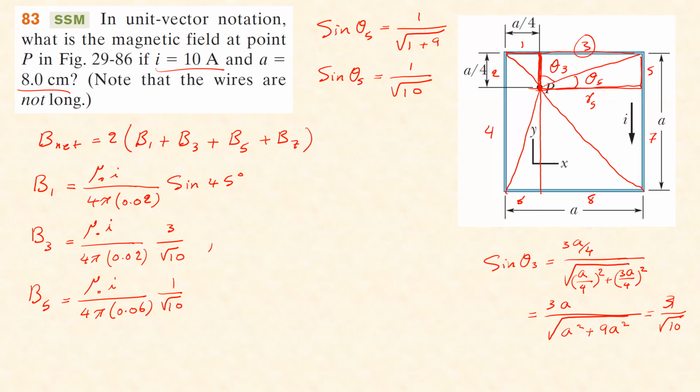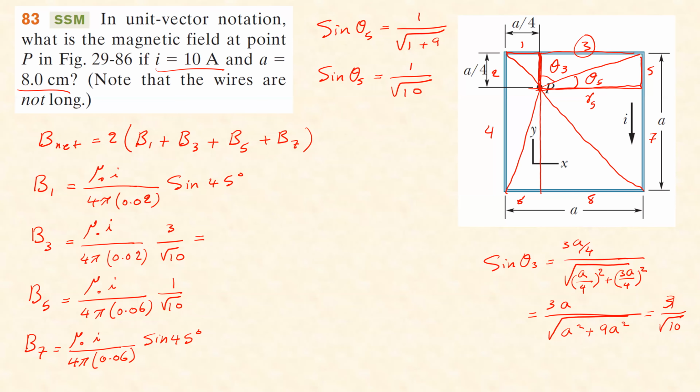And then B7 is, let me write here, B7 is mu naught I over 4 pi. Distance is 0.06 again. The angle is 45. So you add all of these, multiply by 2 becomes net magnetic field.